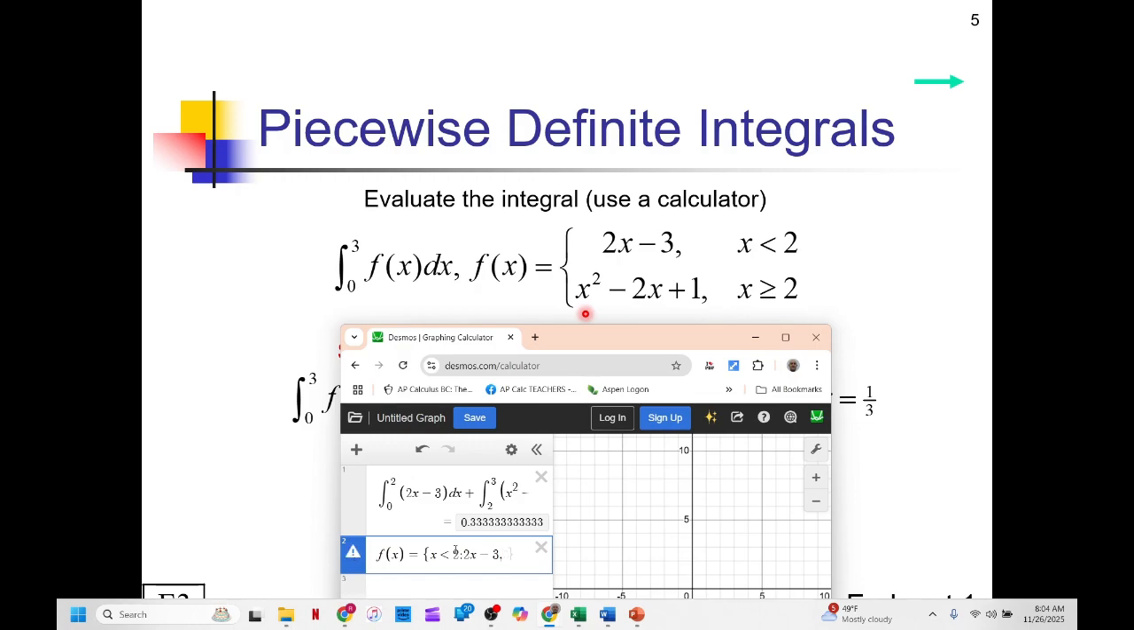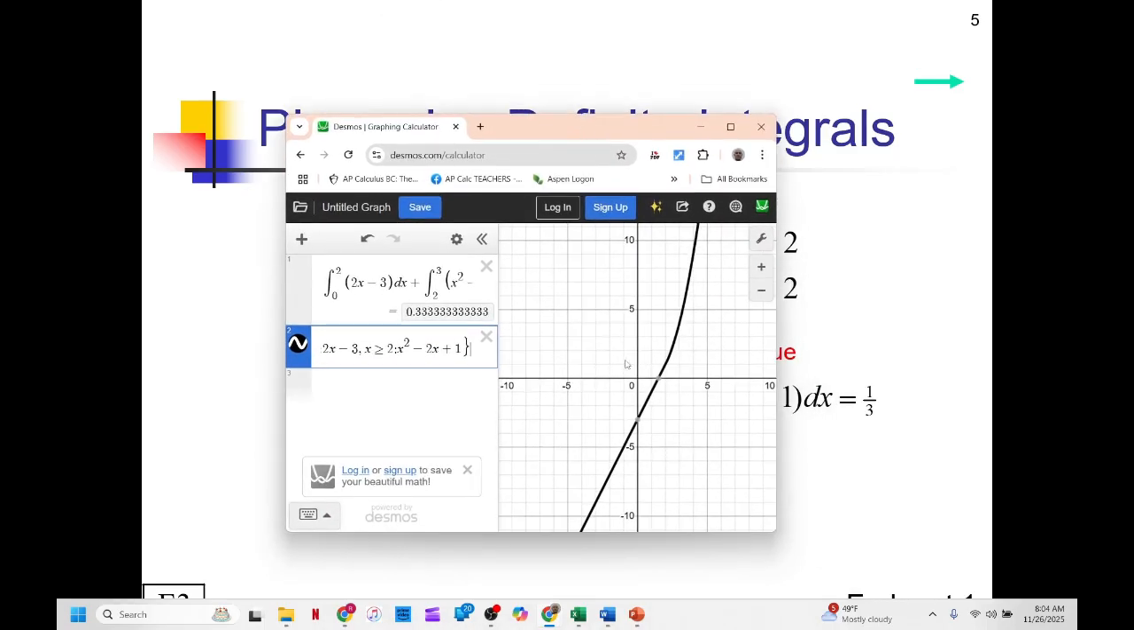For my next rule, and the space is optional here, I have an interval that's x greater than or equal to 2, so that's the interval, colon, and my rule, we've got x squared minus 2x plus 1, and then close the curly brace. So you can see, if you've done this correctly, that we actually do look at our piecewise function on the graph.